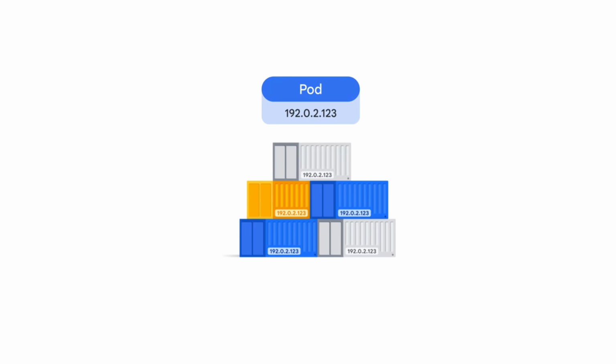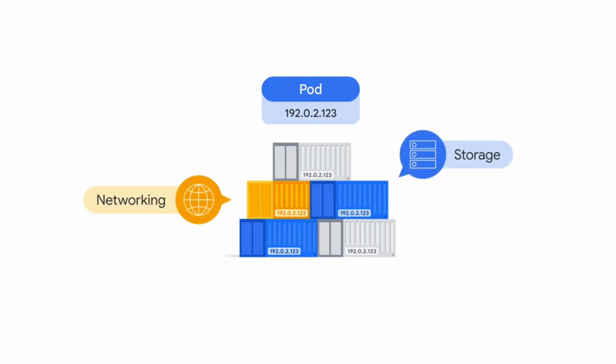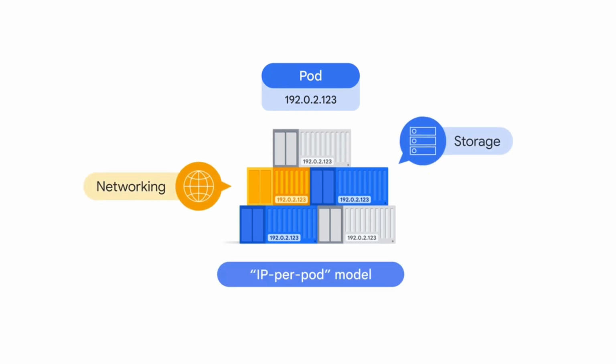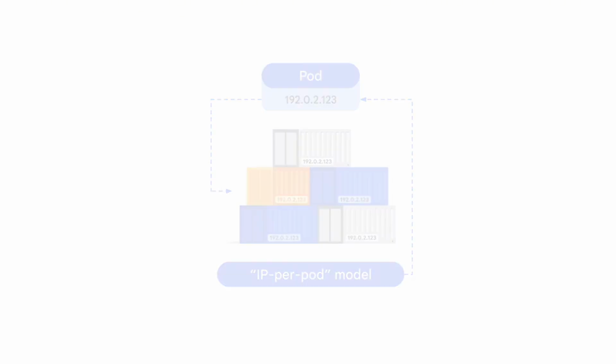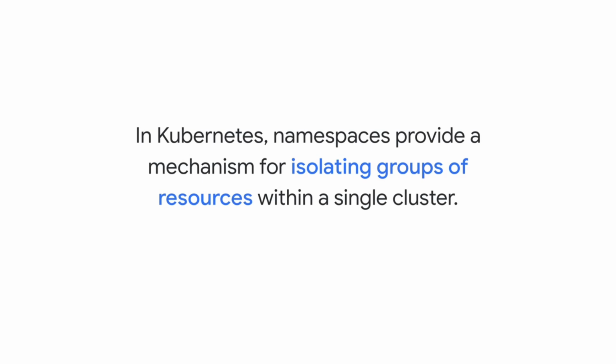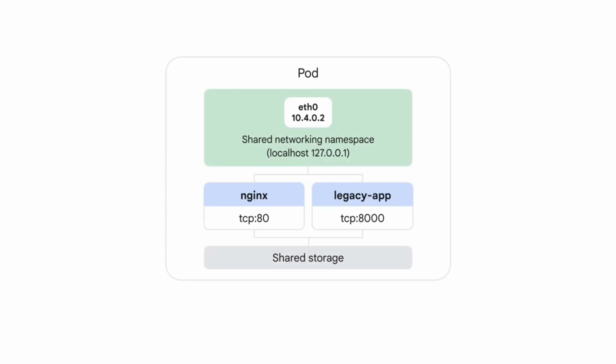A pod is a group of containers that share storage and networking. This is based on the IP per pod model of Kubernetes, where each pod is assigned a single IP address, and the containers within a pod share the same network namespace, including that IP address. In Kubernetes, namespaces provide a mechanism for isolating groups of resources within a single cluster. For example, let's say a legacy application uses Nginx as a reverse proxy for client access.